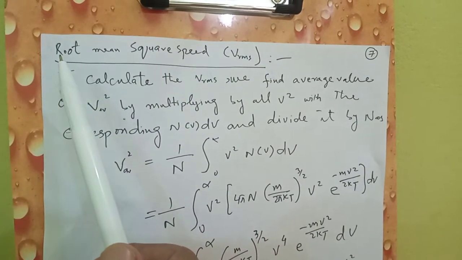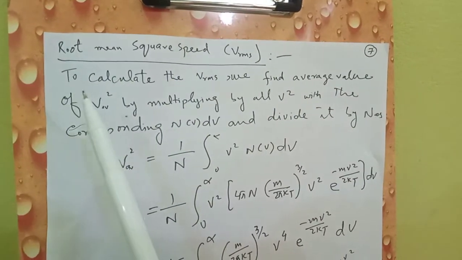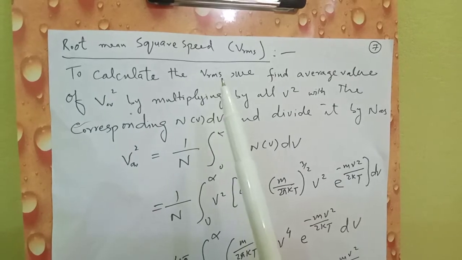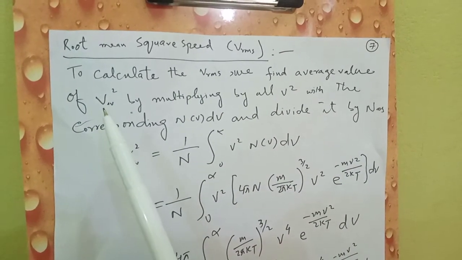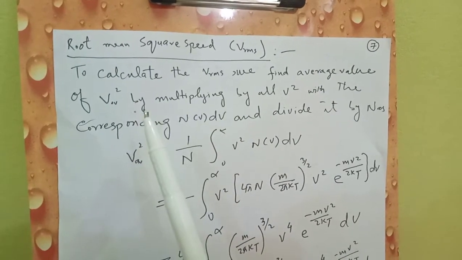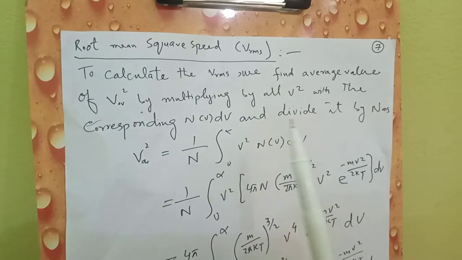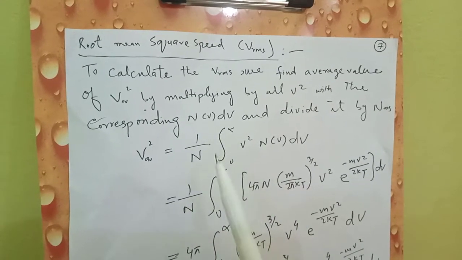Bismillahirrahmanirrahim. Now we are going to calculate the root mean square speed using the Maxwell distribution. To calculate the root mean square speed, or V_RMS, we find the average value of v squared, meaning the mean speed squared, by multiplying v squared with the corresponding n(v) delta v, and then dividing by the total number of particles. That becomes equal to the root mean square velocity.